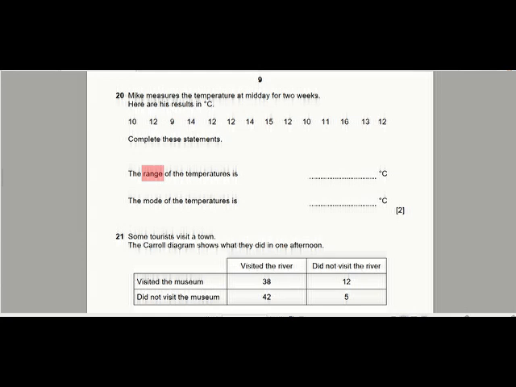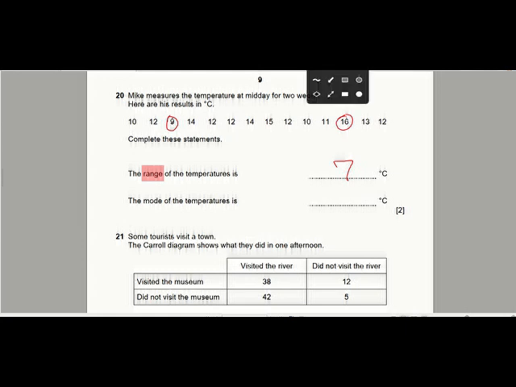So which is the greatest number we find in this set of numbers? 14, 16. Yeah, absolutely, it is 16. So 16 minus what? Minus the least. Which is the least number we have in this set? 9. Well, it is 9. How much is 16 minus 9? Well, 16 minus 9 is 7. So the range of the temperature is 7 degrees Celsius.